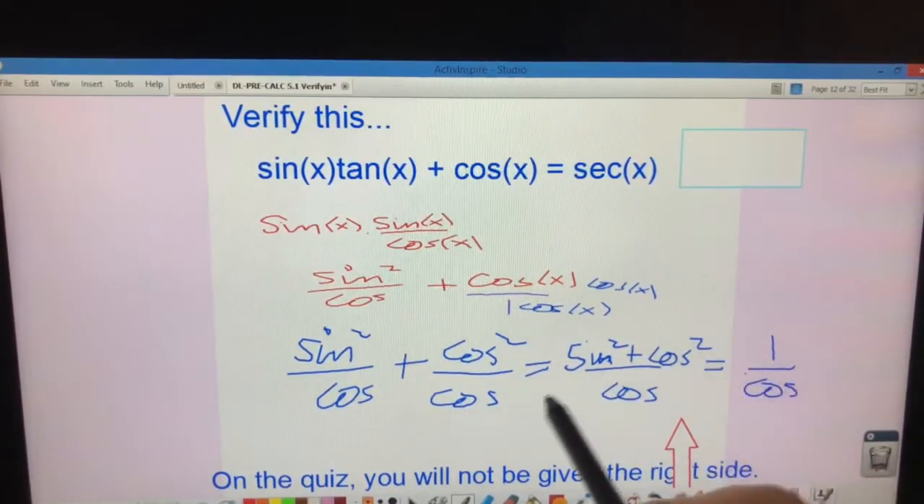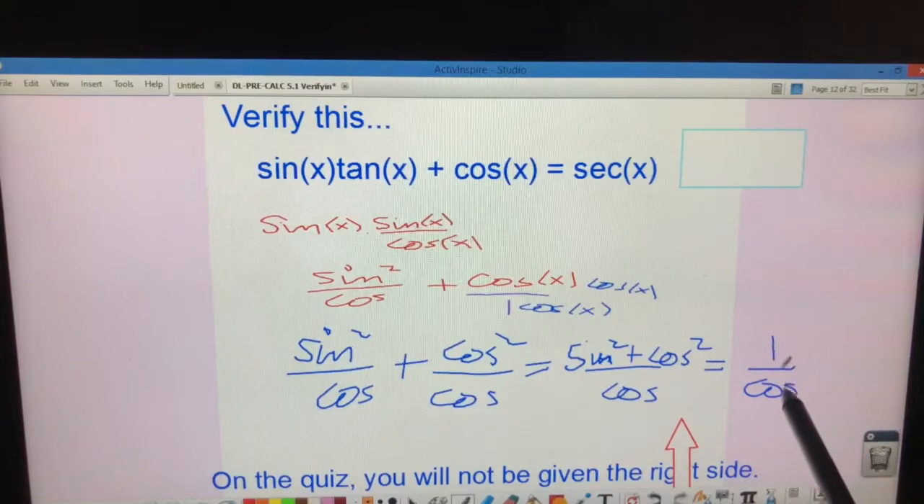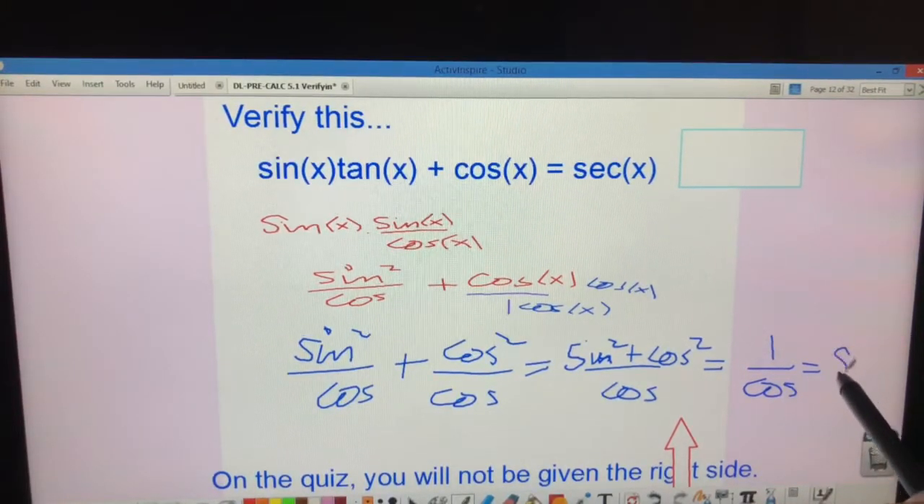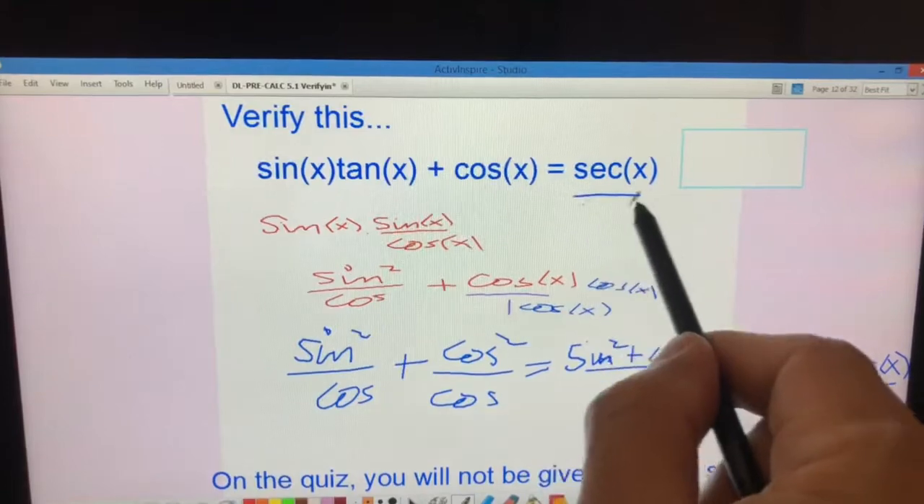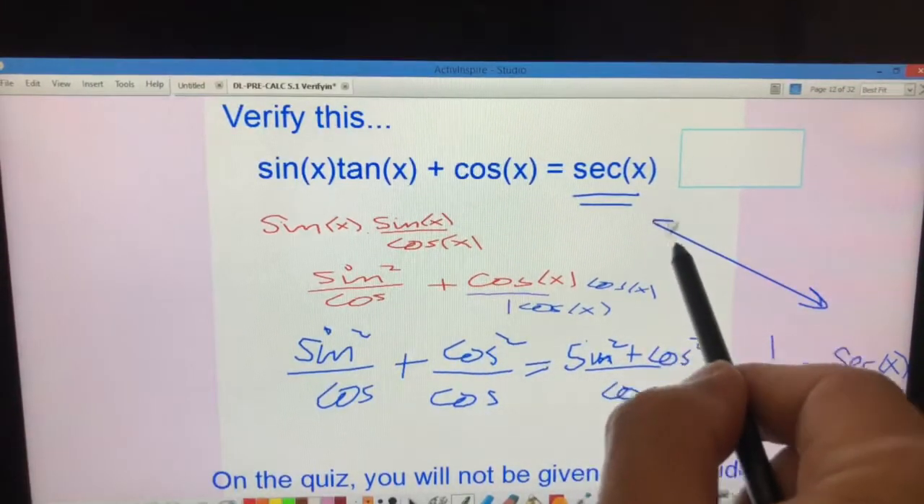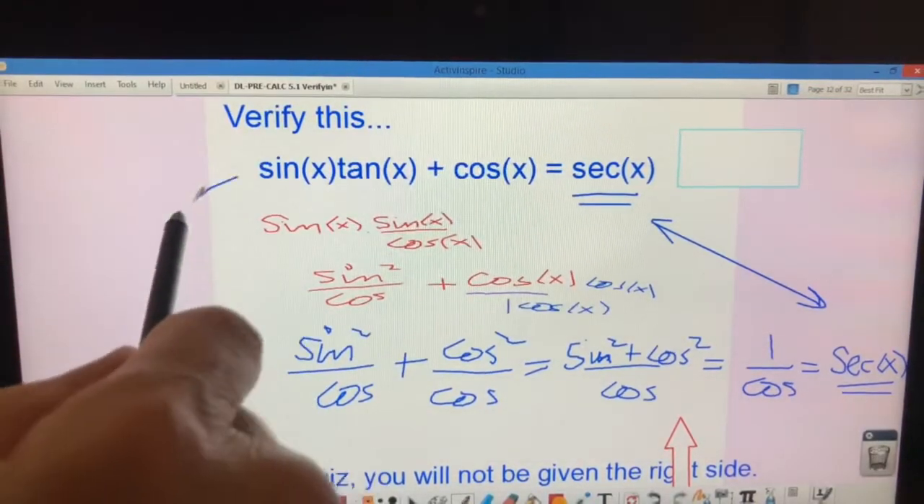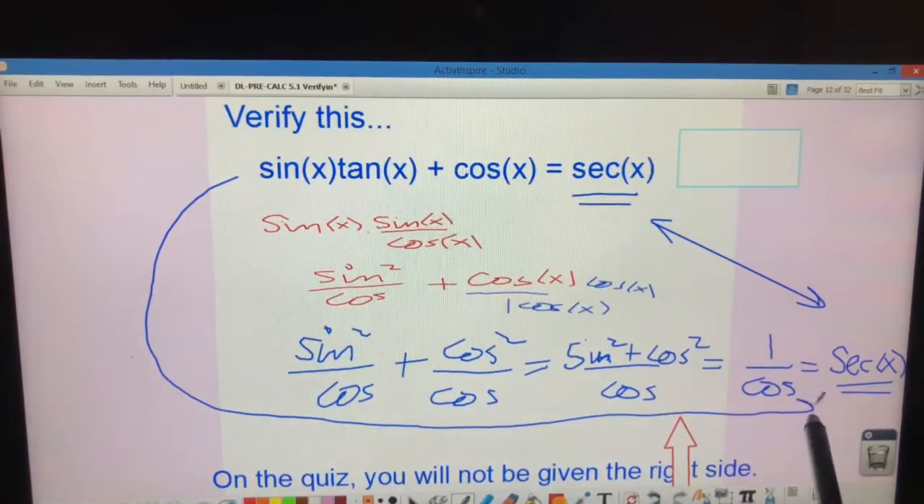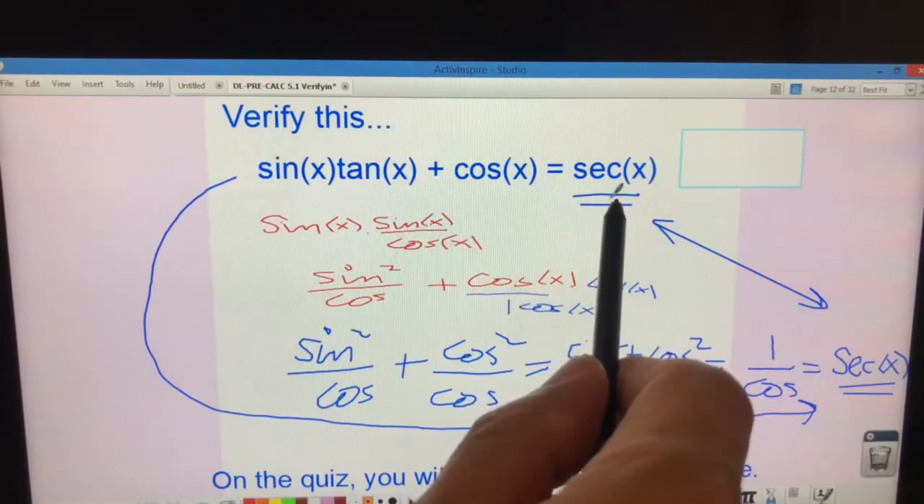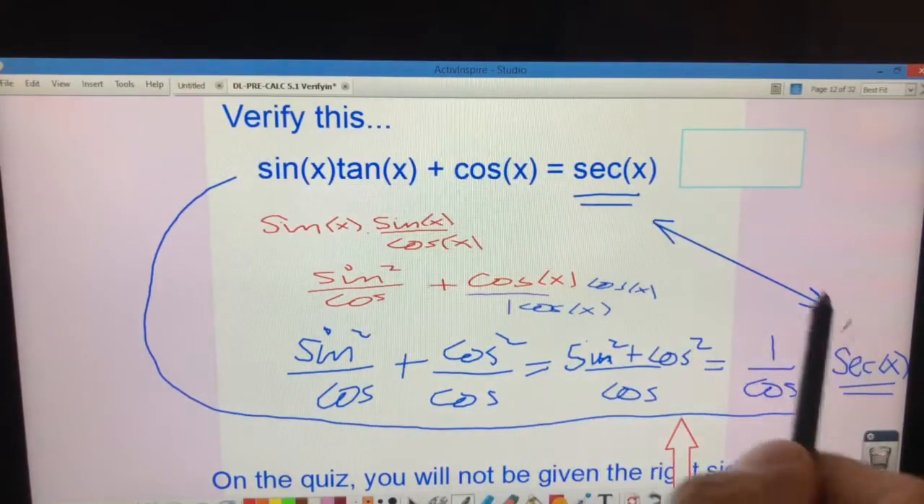So now if you have 1 over cosine, it's the cofunction, or the flip, of cosine. The flip function of cosine is called secant of x. So when I get here, look up there. Are they the same? If they're the same, you have done your job. For your work, you're going to show all of these steps. You don't have to show that one, but at the end, you'll see that they are the same.